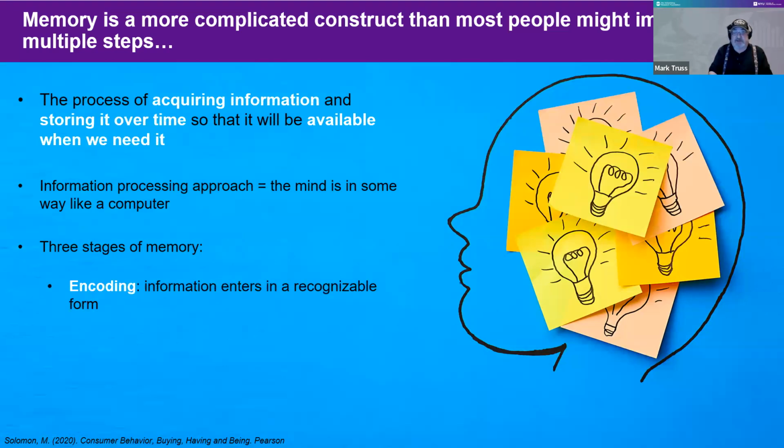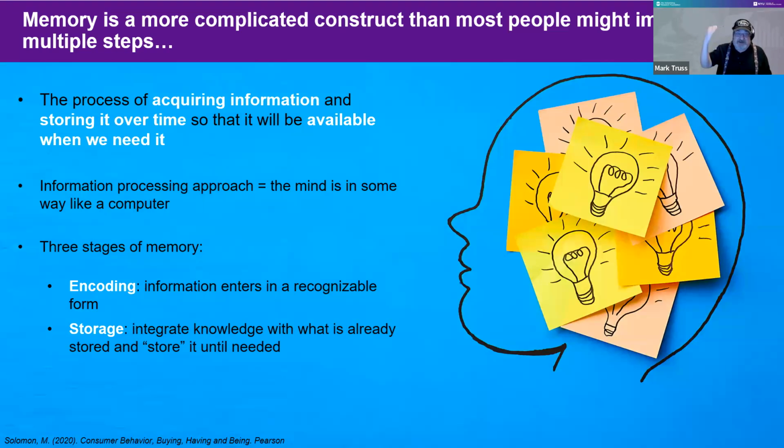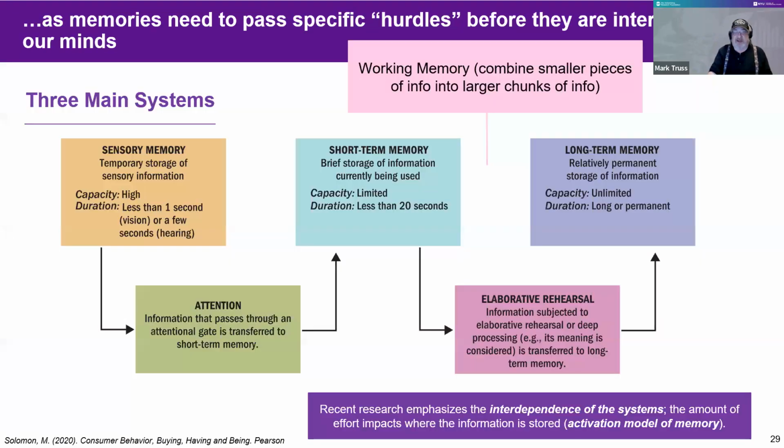There is encoding, which is information enters the brain in some recognizable form. There is storage, which means it gets integrated into knowledge which is already stored in your brain. And then there is retrieval, which is accessing that desired information. The model really looks like this. There is sensory information, right? And this is sensory memory, temporary storage of sensory information. You felt something, you heard something, you saw something. The capacity for this is very high, but the duration is very short. It stays there for a second, right? So some short period.